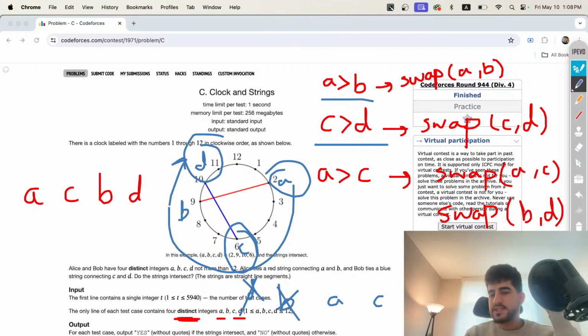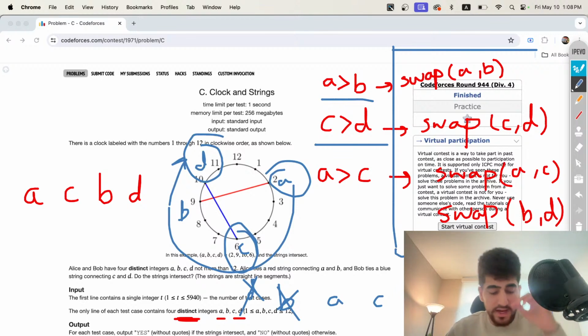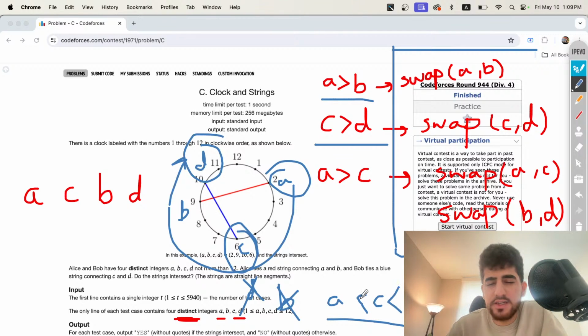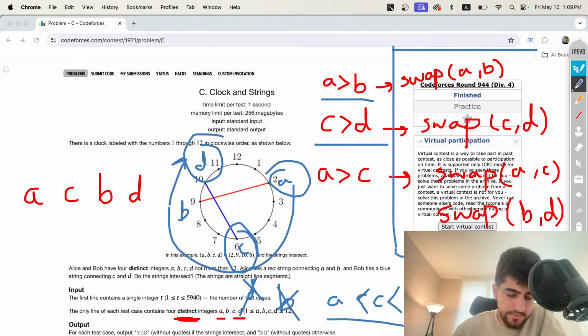So after these swaps, if it was necessary to make these swaps, I will make these swaps, and then after that I will make sure that these values are in ascending order. I mean, A is less than C. I will make sure that C is less than B. I will make sure that B is less than D.